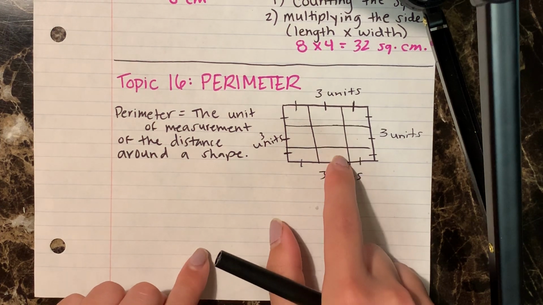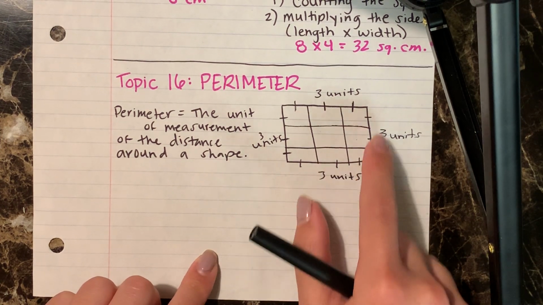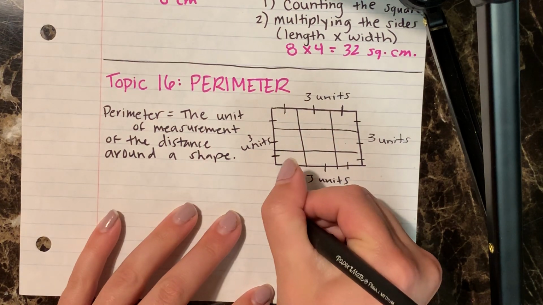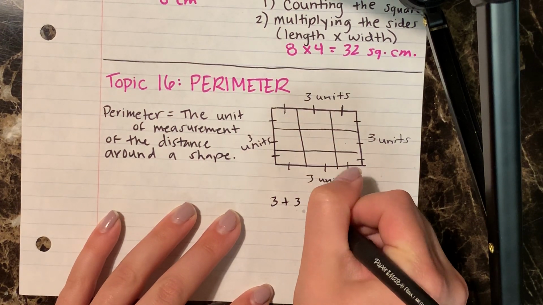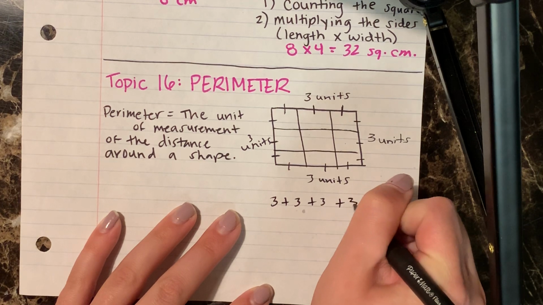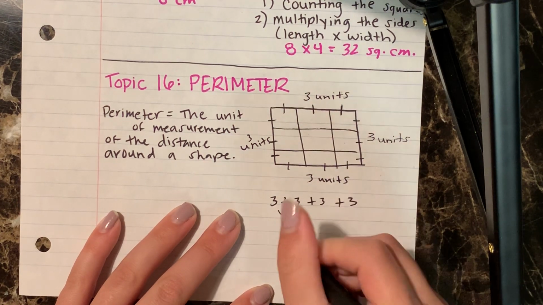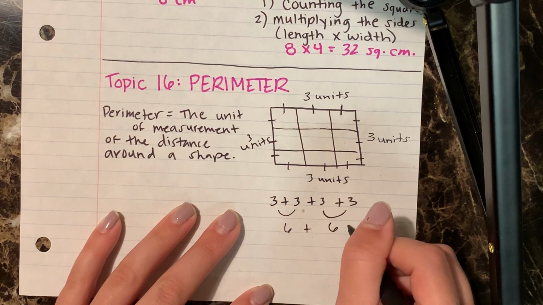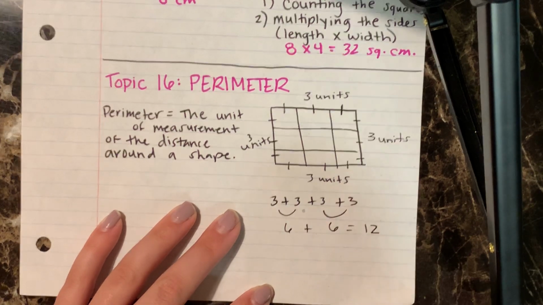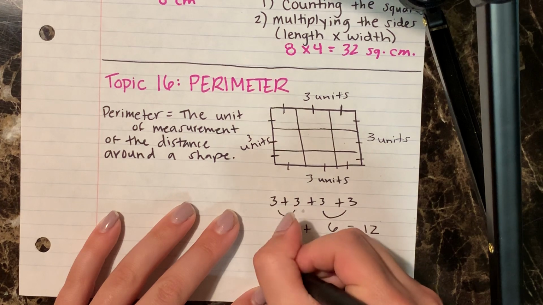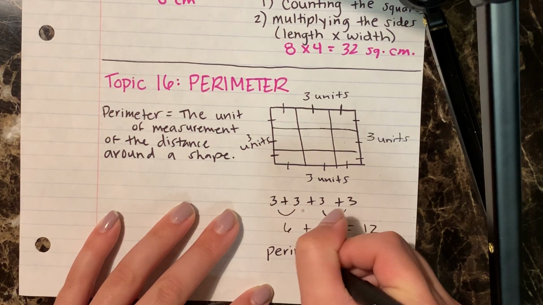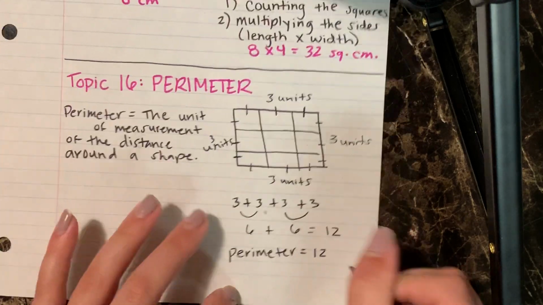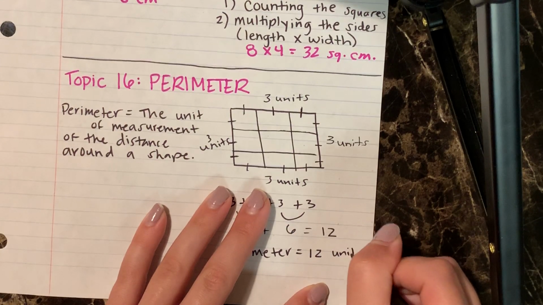So to find the perimeter, you would count how many sides there are, and you would just add up the units on each side. So this one would be 3 plus 3 plus 3 plus 3. So I'd go 3 plus 3 is 6. This 3 plus 3 is 6. If I add those together, then I'll see 12. So the perimeter of this shape, perimeter equals 12 units.